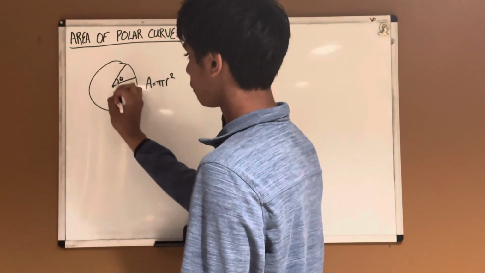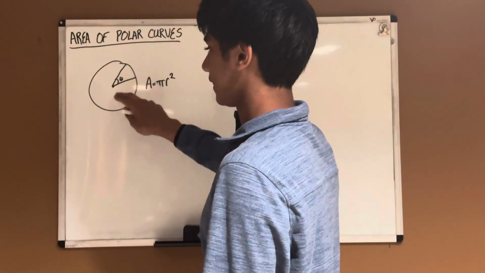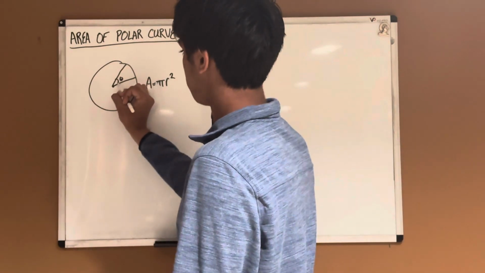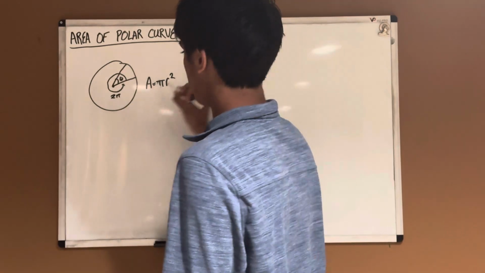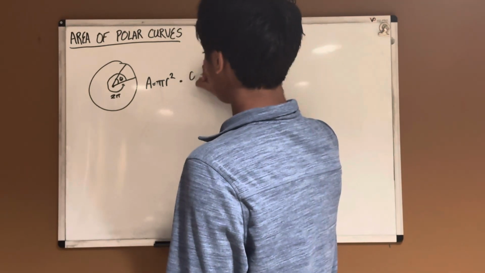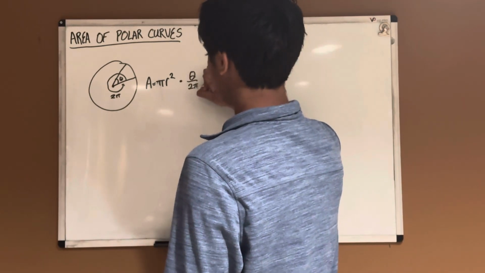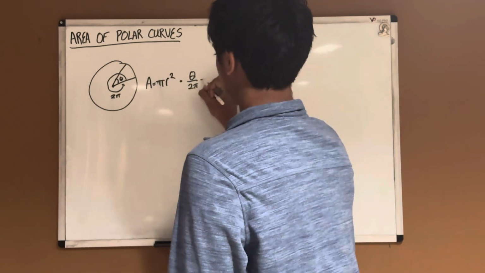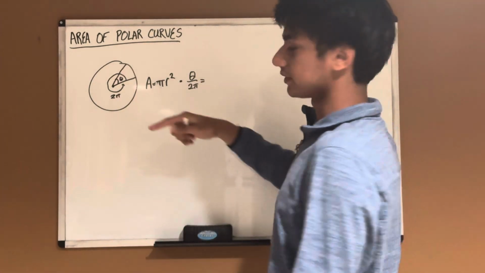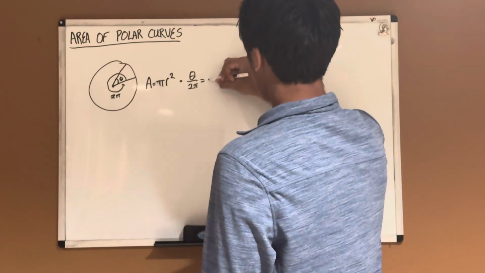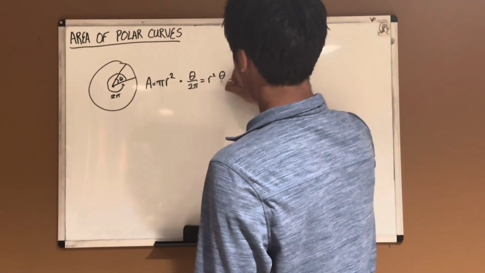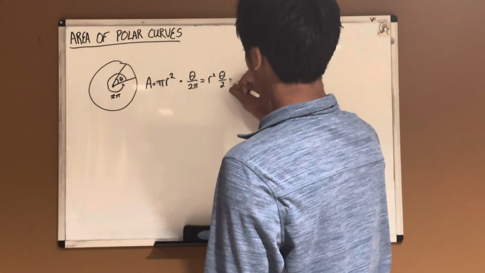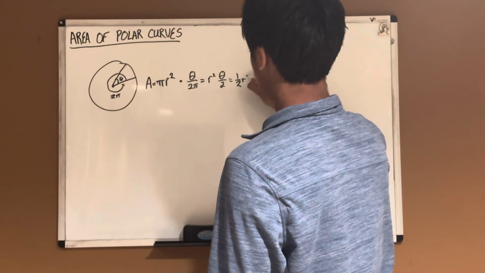So we know that the total angle in a circle is 2 pi. So the total angle from here all the way there will be 2 pi. So we multiply by theta over 2 pi to get just this portion here. And once we do that, we get the formula for it. The area of a sector is r squared times theta over 2, or 1/2 r squared theta.